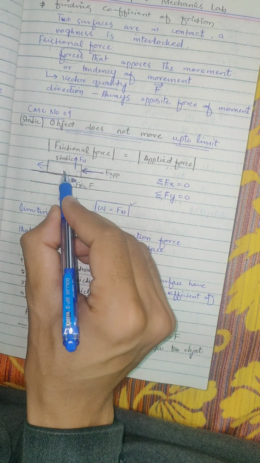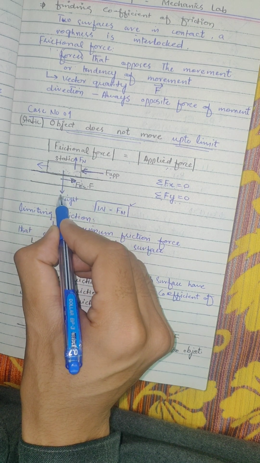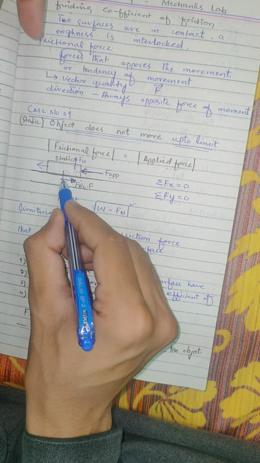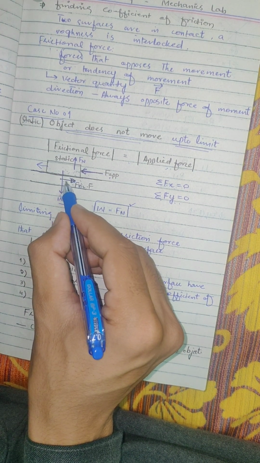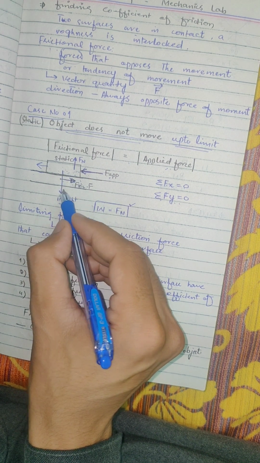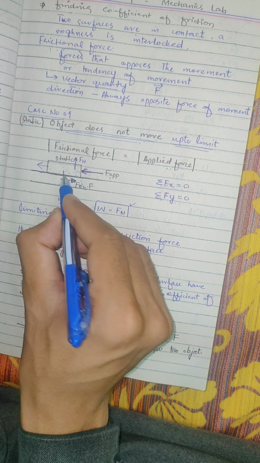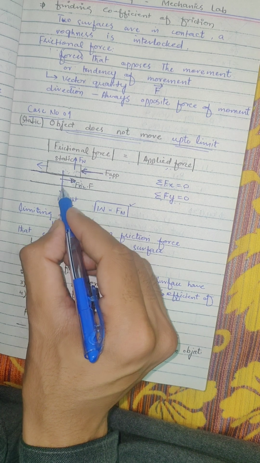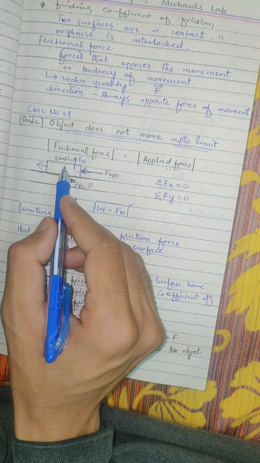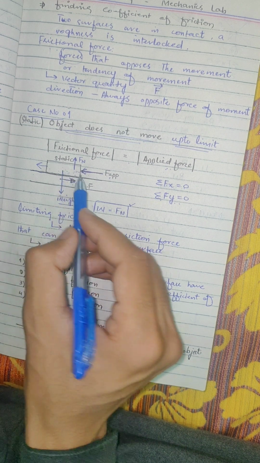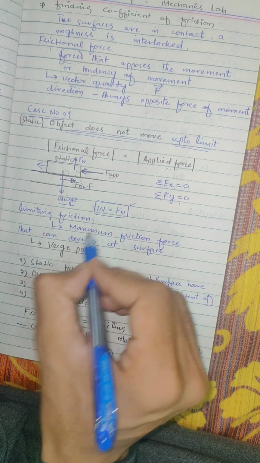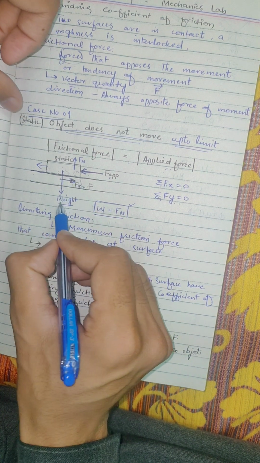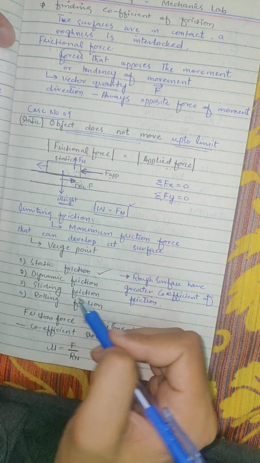Now this object also has a weight in the downward direction, and the earth, the surface, applies a force opposite to this weight. As you know, the earth applies an opposite force in response to weight. Our weight acts toward the earth, and the earth applies a force in the opposite direction. So the weight is equal to the normal force. The weight of this object is W, and the normal force is Fn.